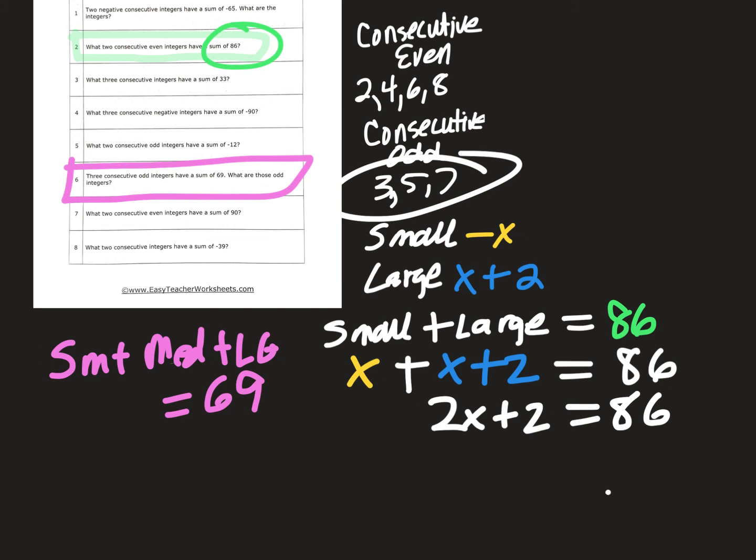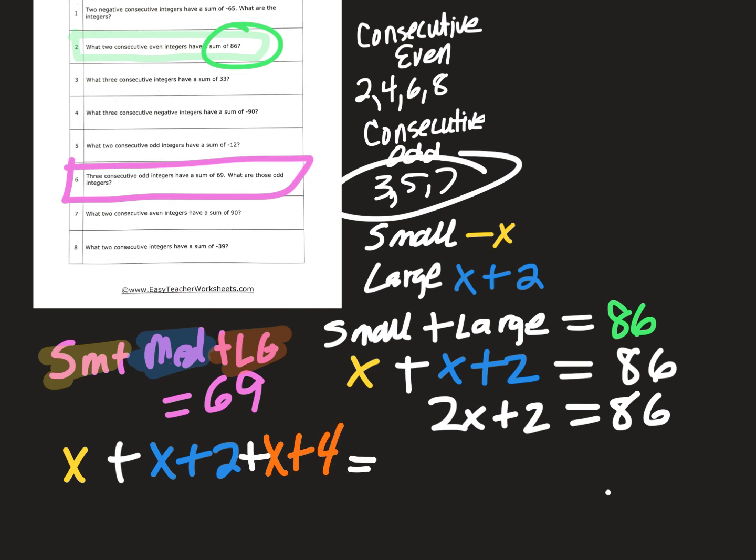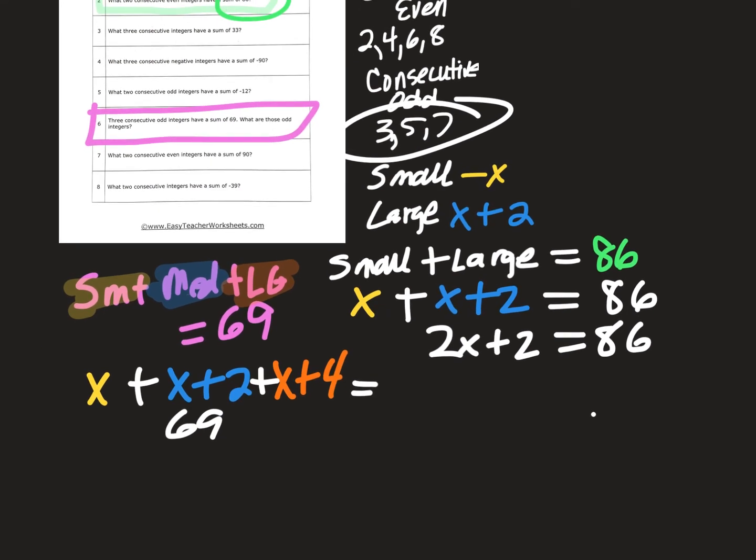So your small is still going to be x, plus your medium is not going to be 1 bigger. It's going to be x plus 2. And because it's asking us for 3 of them this time, the large one will be x plus 4. But once you get it set up and equal to 69, I didn't give myself enough room there, y'all.